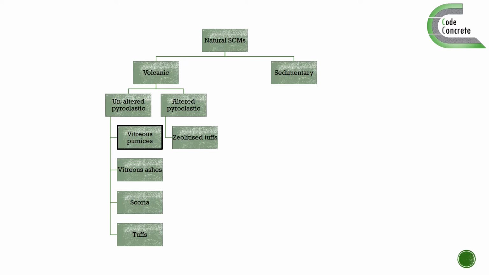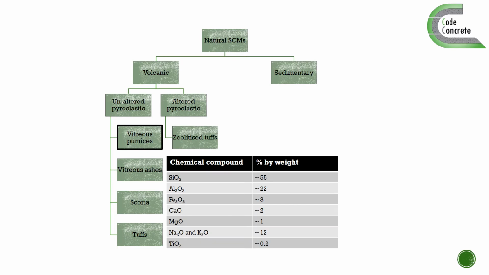Its typical chemical composition is as follows: silicon dioxide content about 55%, aluminum oxide content about 22%, ferric oxide content about 3%, calcium oxide content about 2%, magnesium oxide content about 1%, sodium and potassium oxide content about 12%, and titanium oxide content about 0.2% by weight, in addition to other oxides.